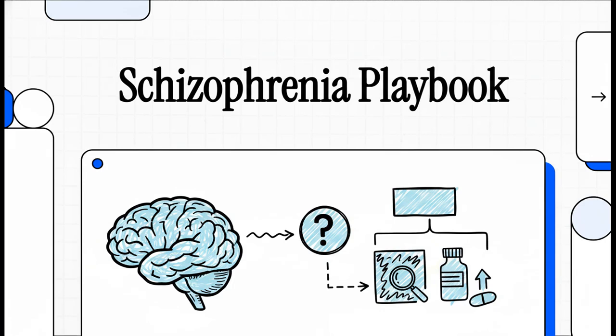Welcome to this explainer. Imagine waking up one day and literally no longer being able to trust your own senses. Today, we're jumping right into a highly structured, step-by-step clinical playbook for diagnosing and managing schizophrenia. We're going to see exactly how clinicians navigate from recognizing complex, fragmented symptoms to actually executing a life-saving treatment plan.